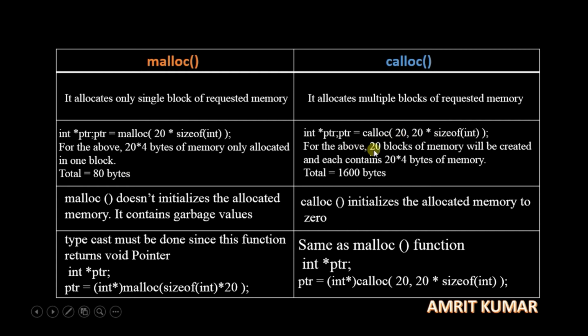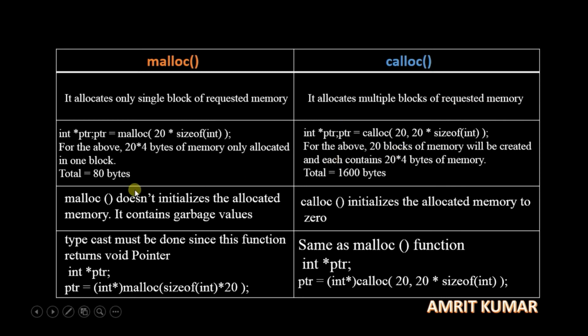So for the above, 20 blocks of memory will be created, and each contains 20 into 4 bytes of memory. Overall 1600 bytes is going to be allocated. That's why Calloc creates multiple blocks of requested memory, whereas Malloc creates a single block of requested memory. So this is the main difference between the malloc function and the calloc function: malloc allocates only a single block of requested memory, whereas calloc allocates multiple blocks of requested memory.